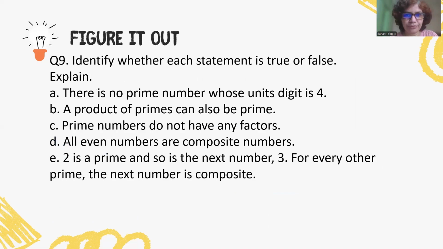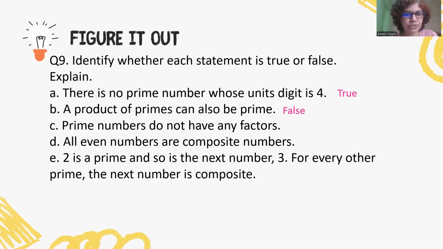So now there is a group of statements. We have to say true or false. Let's examine each sentence. First one, there is no prime number whose units digit is 4. That is correct. True, because any number whose units digit is 4 is an even number, and there is only one even prime, that is 2. Second is, a product of primes can also be prime. No, this cannot be a prime, because primes have to have only 2 factors, one and itself. If a number is a product of primes, then it has those 2 primes as factors too, so at least 4 factors.